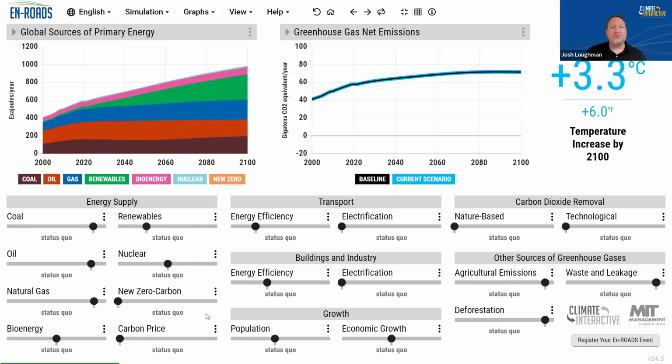There's also new zero carbon, which is in the same sense of being able to capture all kinds of new technology. It represents the new types of small modular reactors, or fusion technology, or advanced geothermal technologies. And we can see, as we have a breakthrough in new zero carbon, this new orange wedge of primary energy comes into play.